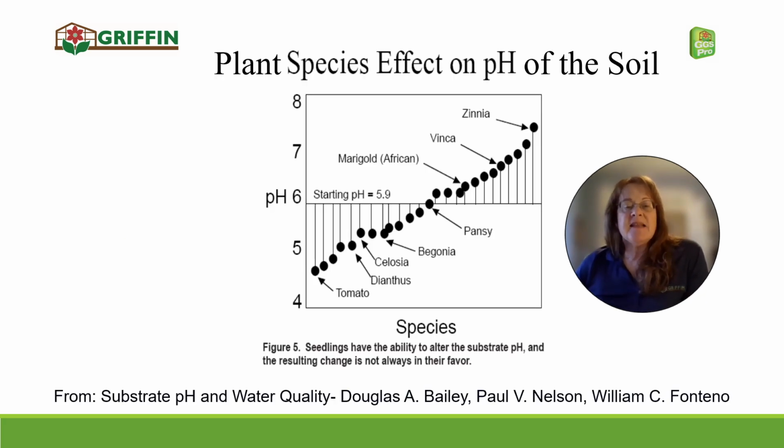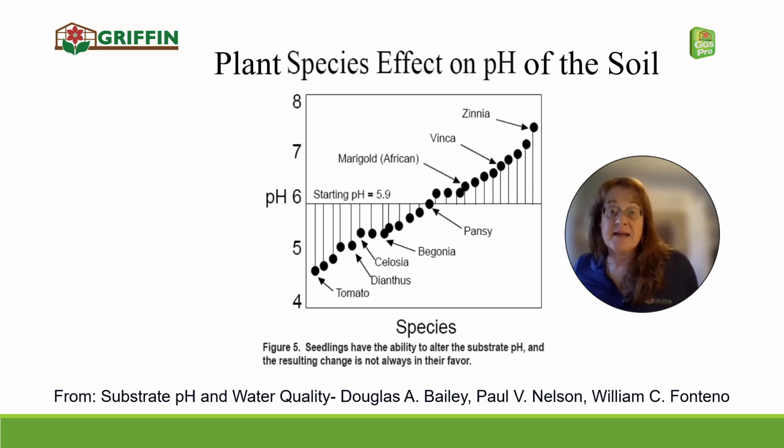We can see that in this experiment done by Doug Bailey and his associates quite a few years ago now. So they started with soil at pH 5.9 and planted all these different plants in it. And then we see how those plants on their own drove the soil pH. Plants in some cases work against their own best interests.